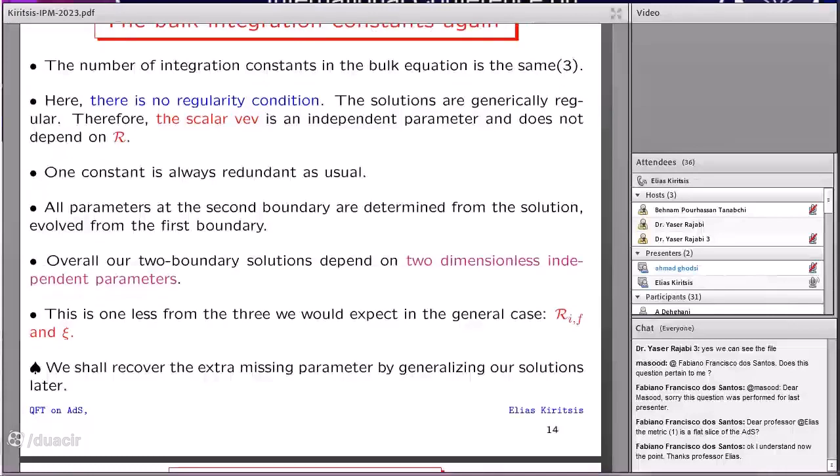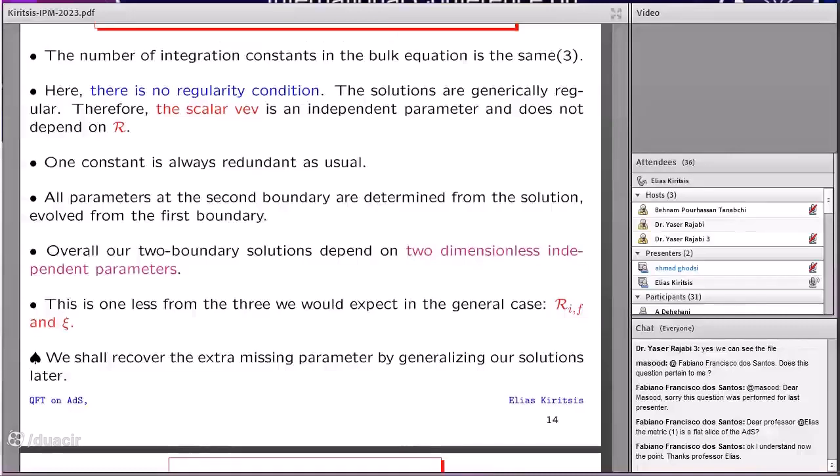So, of course, one constant is redundant as usual, but the other two parameters are independent. And they can be now interpreted in terms of the two boundaries that one has. So the two-boundary solution has two dimensionless independent parameters. But as you remember from our discussion before, this is one less from the three parameters I would expect from the dual quantum field theories. However, the extra missing parameter, I will add later on. And for the moment, we will have to stay with these two parameters, which you can take to be the dimensionless curvature of the two boundaries.